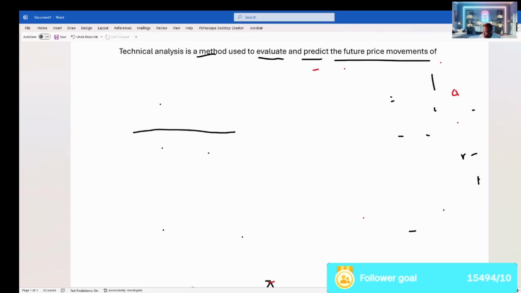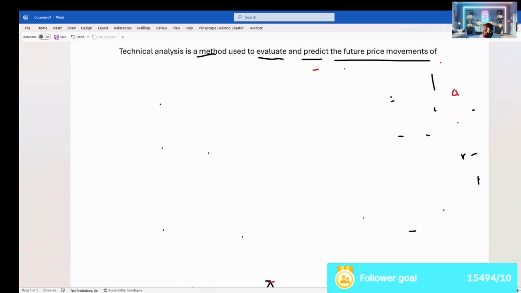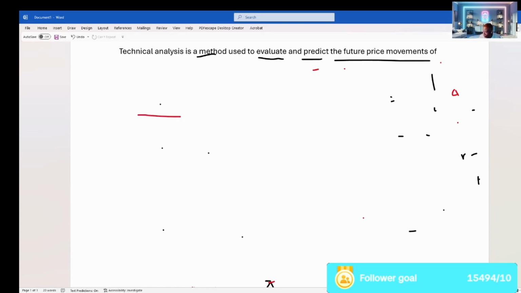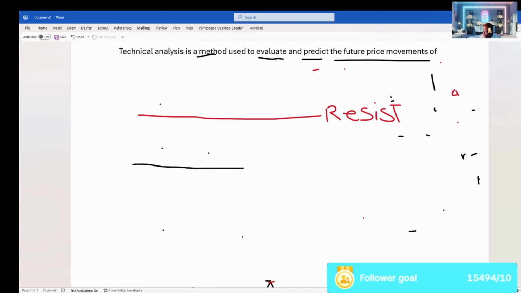Let's do that again. Let me put the word resistance, I always like to put it. We call that your resistance, because if you can manage your resistance and support, you'll be all right. And then we're going to call this one support.